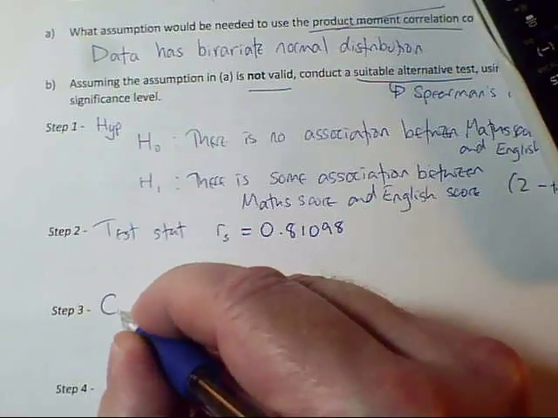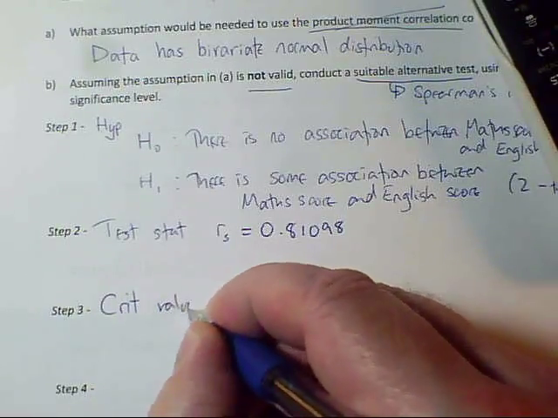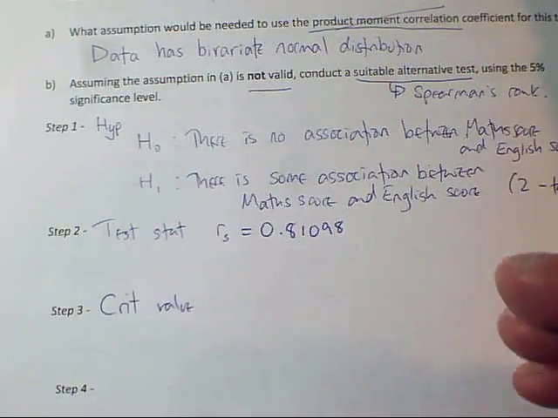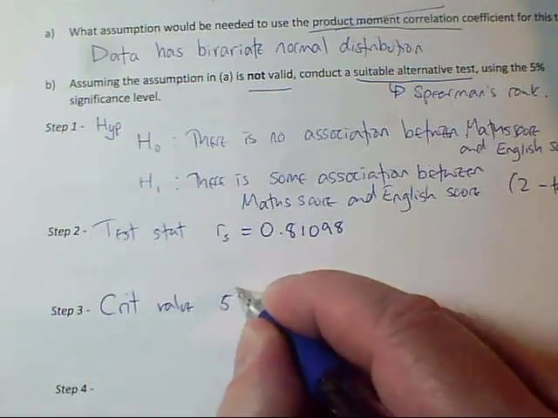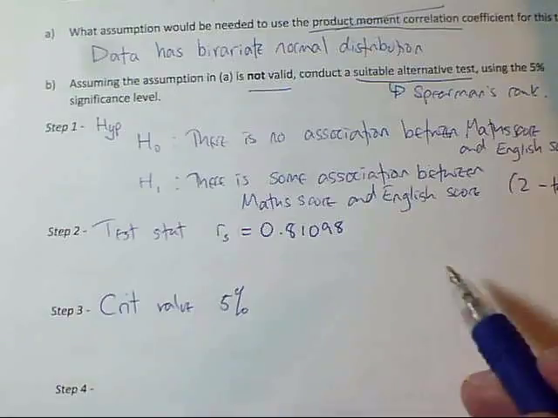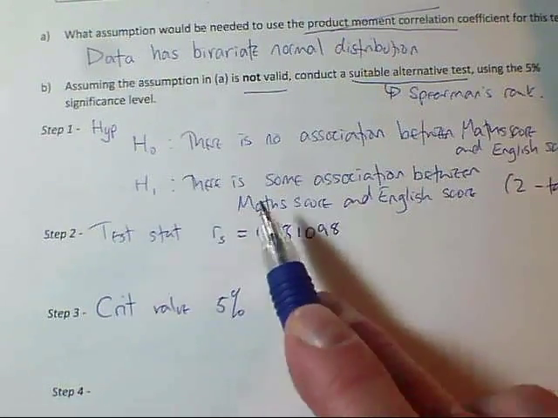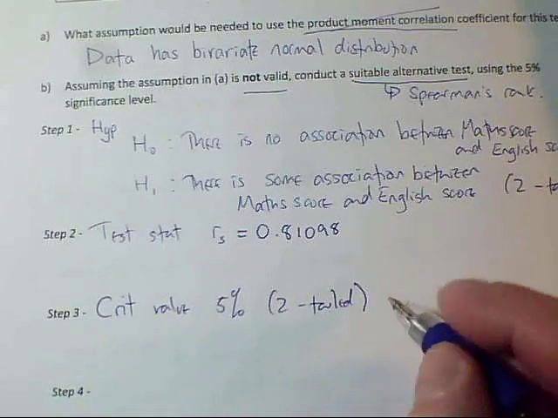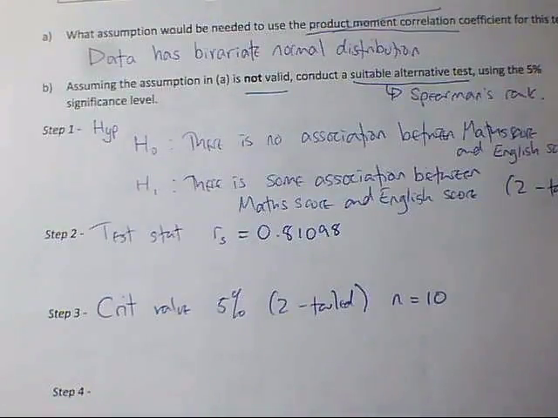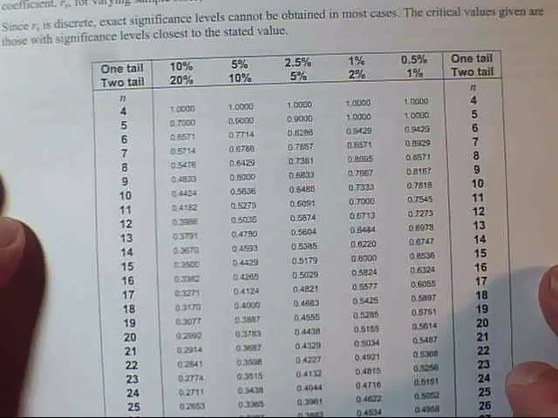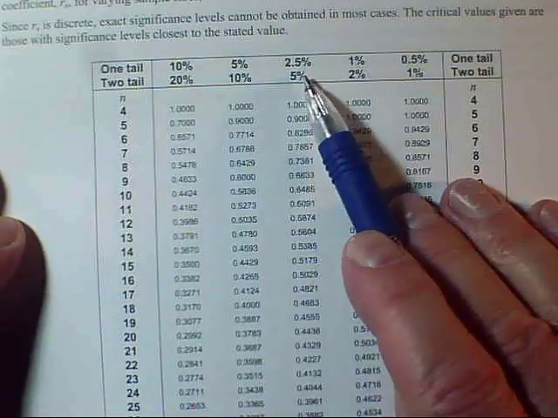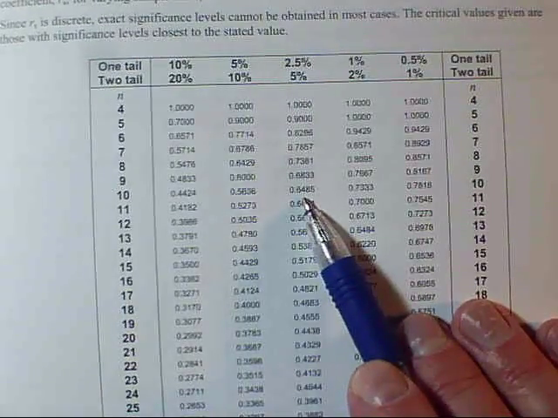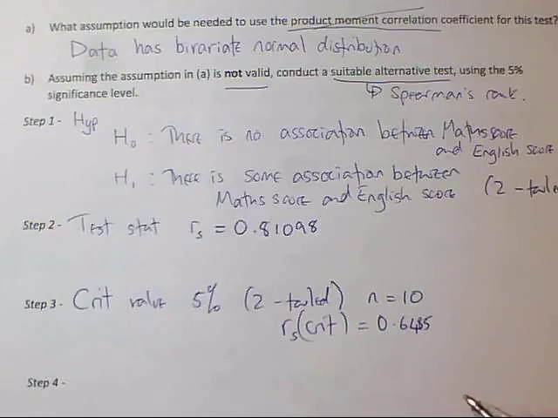Then step 3 is I need my critical value of RS. So the data I need for this, I need to know my significance level. So I am using 5%. So 5%, it is two-tailed. Okay, I made a note on my H1, just any kind of association. So it's two-tailed. And I need an n value, so there were 10 pairs of data, so I'm ready to go in my tables. So here's my Spearman table, two-tailed, 5%, row 10, okay, is giving me 0.6485, which is this value here.